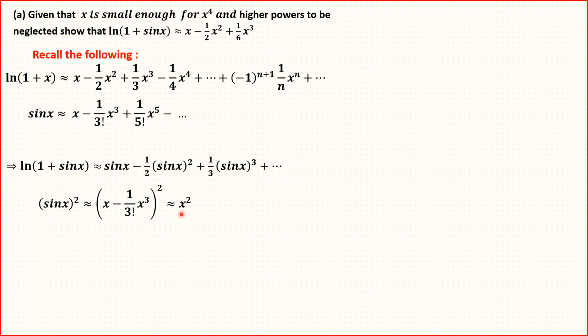Now for sine x to the power 3, similar thing. When you expand this and neglect higher powers, remember the standard identity to expand something cubed, it will be the first thing cubed. If you expand it normally, you should be able to have that. So we'll be having x cubed. When you expand this normally and neglect the higher powers, sine cubed x is approximately equal to x cubed.